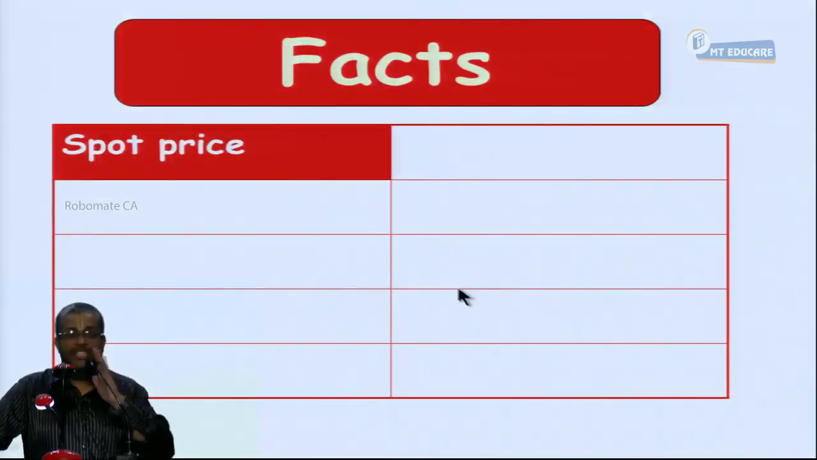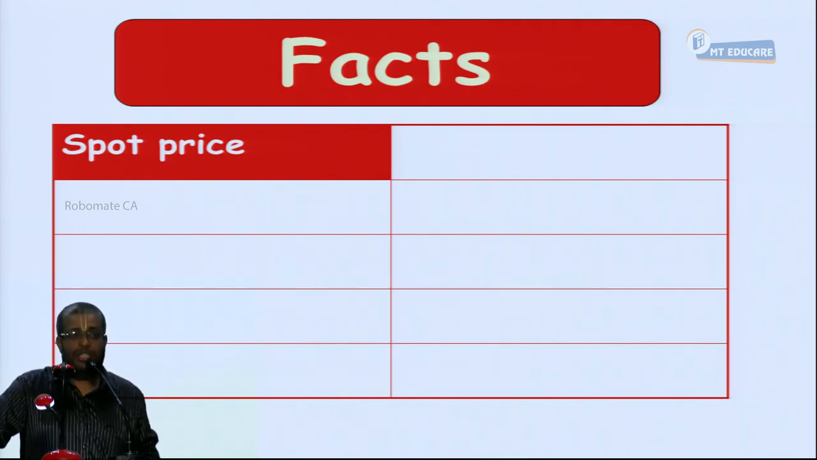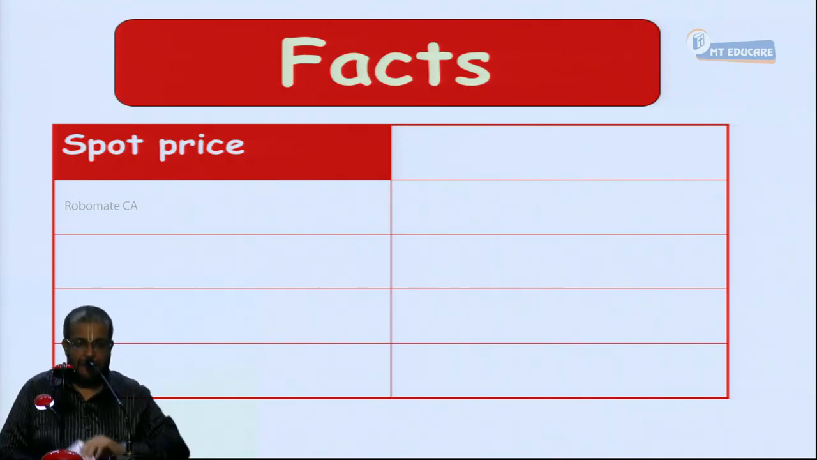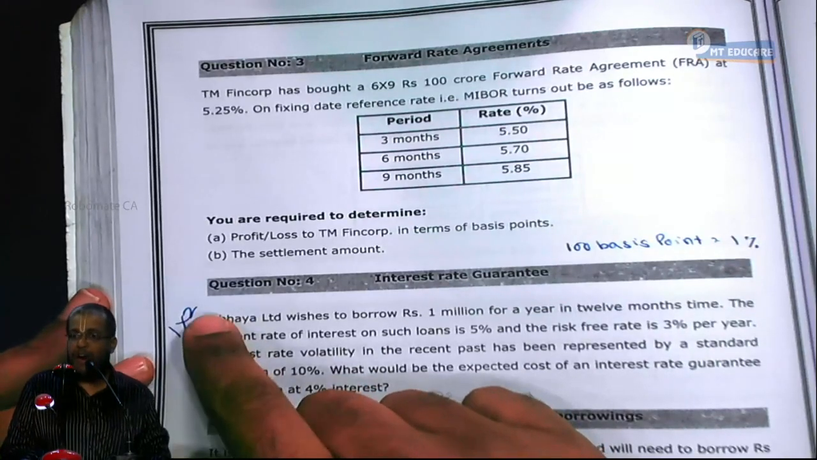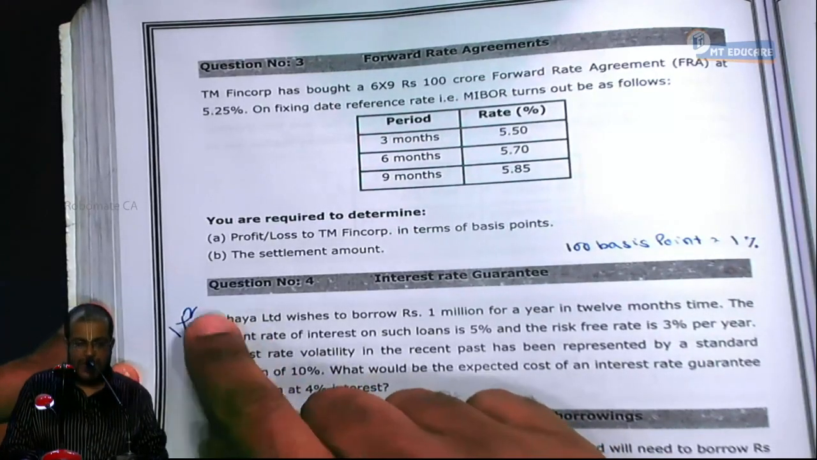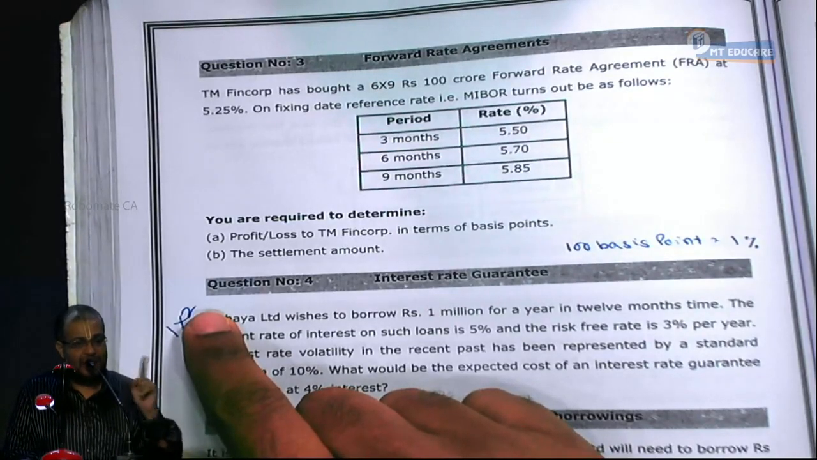Facts here. Spot price. First of all, tell me, does Abhaya want to borrow money or deposit money? It wants to borrow after 1 year, for how many years? The loan period is 1 year. Are you having this clarity?